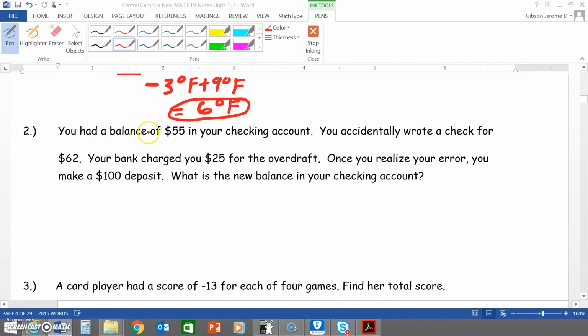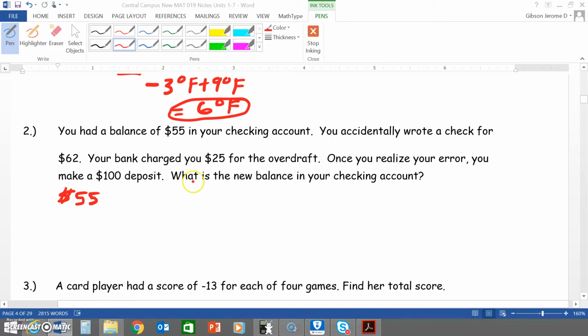Now, number 2, it says you had a balance of $55 in your checking account. You accidentally wrote a check for $62. Your bank charged you $25 for the overdraft. Once you realize your error, you make a $100 deposit. What is the new balance in your checking account? Okay, so you start off with $55. So that's a positive number.